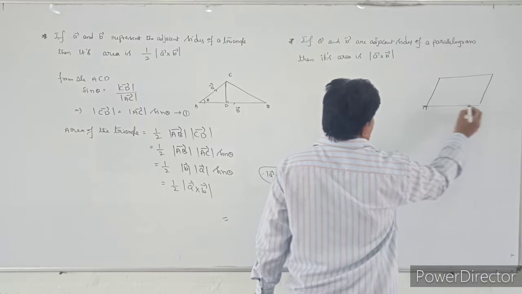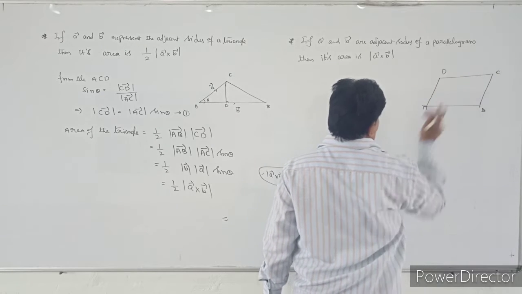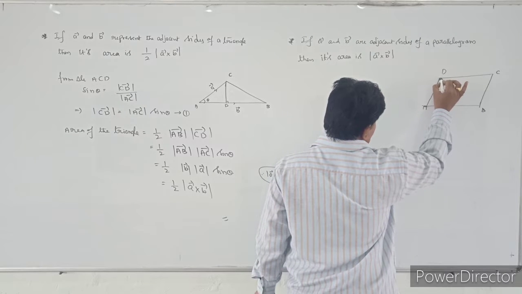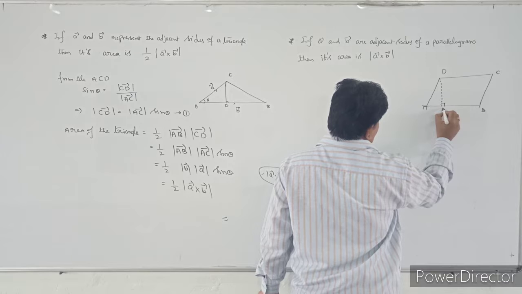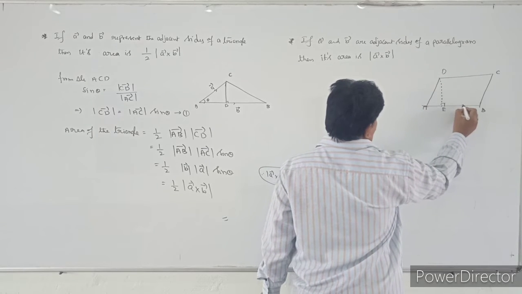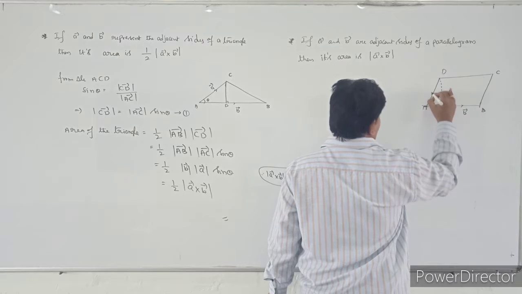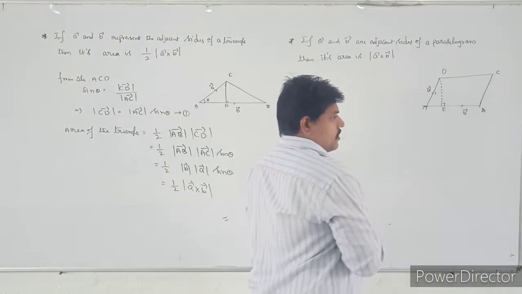So that is nothing but A, B, C and D. Here we will draw a perpendicular line to AB, that is E. So what happens? This is nothing but mod B bar and this is nothing but mod A bar, two adjacent sides A bar and B bar.